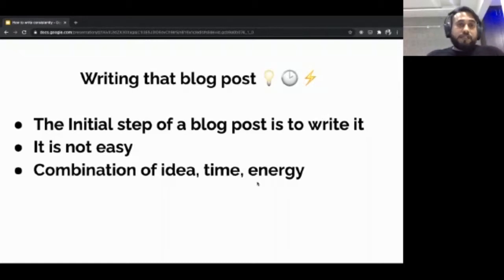So writing is a core part of any blog post. Without writing, a blog post wouldn't exist. It is the initial step that you can take. It might sound easy at times, but it is really not. I consider writing a blog post to be a combination of three things. It's about the idea of the blog post. It's about the time you spend on writing and researching that topic, and it's the amount of energy it takes to complete that whole process.